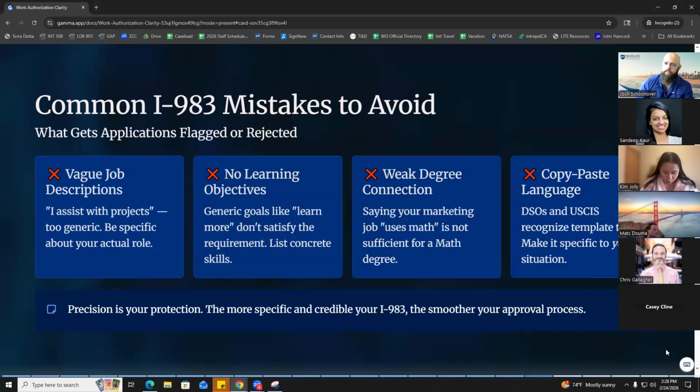Some of the most common mistakes that I've seen are people being too vague. It doesn't really answer the question. It leaves out learning objectives. Learning objectives are gold when it comes to STEM OPT, because when you tie your position directly to learning objectives from your STEM program, that can help reduce the likelihood of you getting an RFE that questions whether the position is related to STEM. So you want to give them a bunch of that information up front.